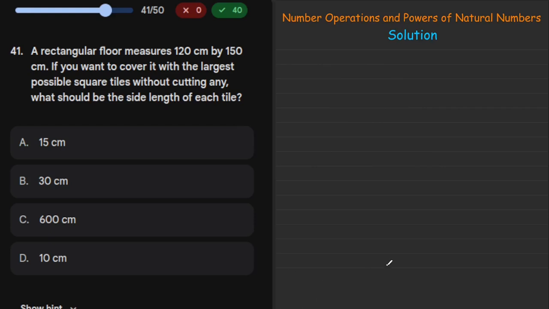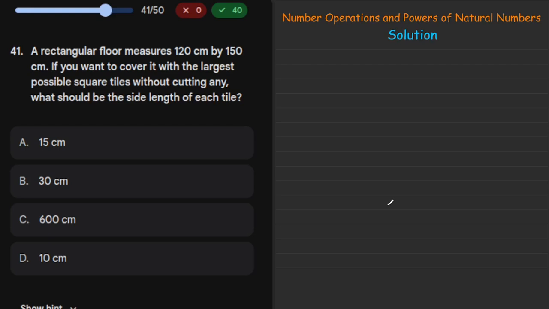Welcome back. And in this session, we are looking at our last set of questions. That is from question number 41 to question number 50. I do hope with all that we've done, you are gaining mastery on this substrand, that is number operations and powers of natural numbers. As I said earlier on, if you need in-depth tutorials on this lesson, you can always check on my homepage and then come to the required section as I showed you in the beginning of this video so that you get more understanding.